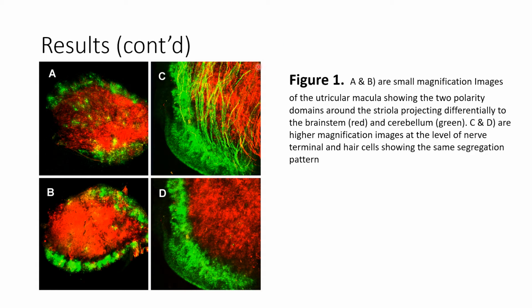Here in Figure 1, you're looking at the utricular macula, which is responsible for the detection of linear acceleration in the horizontal plane. Looking at images A and B, you can see rather clearly that there is a line differentiating the two polarity domains. This line is what we refer to as the striola. The polarity domain within the striola in red is projecting to the brainstem, whereas the polarity domain outside the striola in green is projecting to the cerebellum. Images C and D are higher magnification images of a nerve terminal and hair cells showing the same segregation pattern.